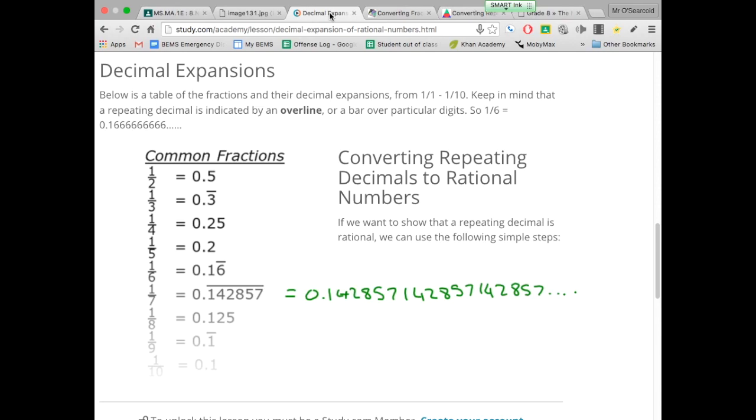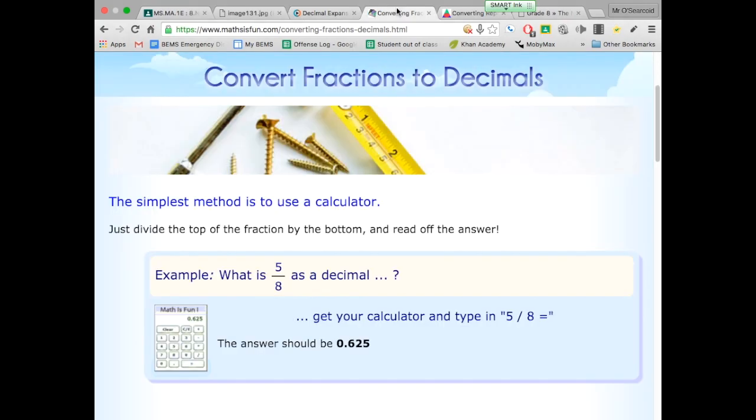Something like 0.16 repeating is 0.166666, and so on forever. Notice that only the 6 repeats, not the 1. One of the things that you will notice is that all these decimal expansions can be converted into fractions. If we look at converting fractions to decimals, this one is easy.